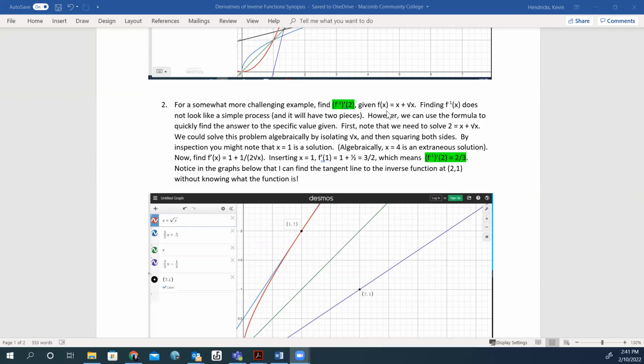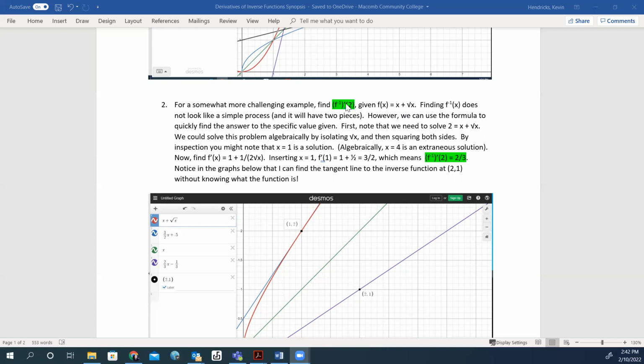We could, with piecewise functions, find the inverse of f of x, but it's not going to be just a nice simple swap the x's, swap the y's, solve for y. There's going to be some extra work. And the point is we don't even really need to know what it is. So in this case, because it's not simple to find the inverse function of f of x, we can use the formula.